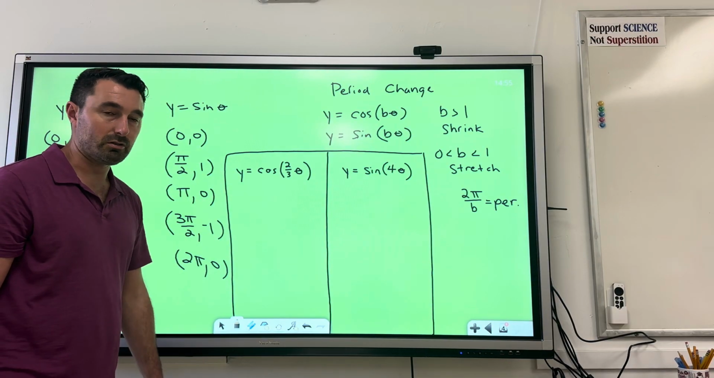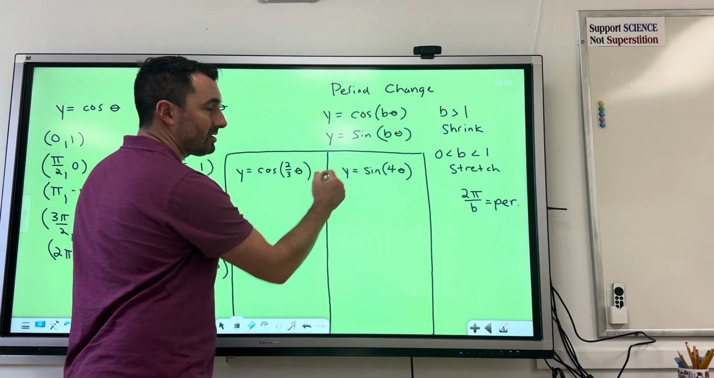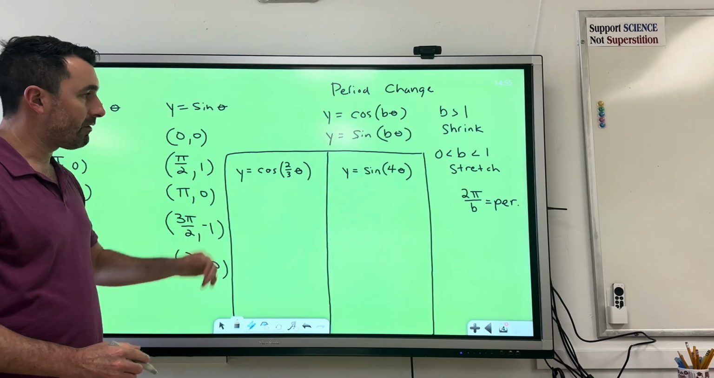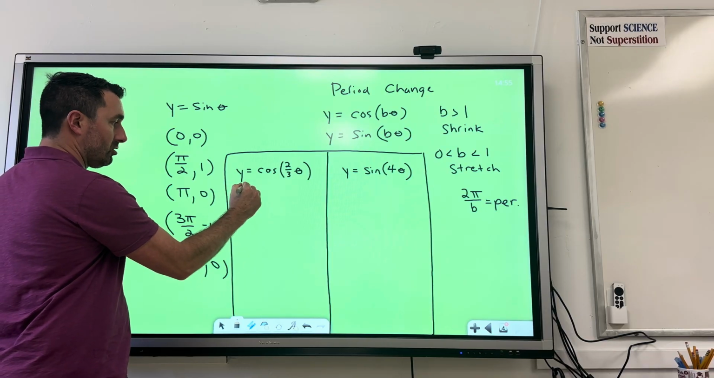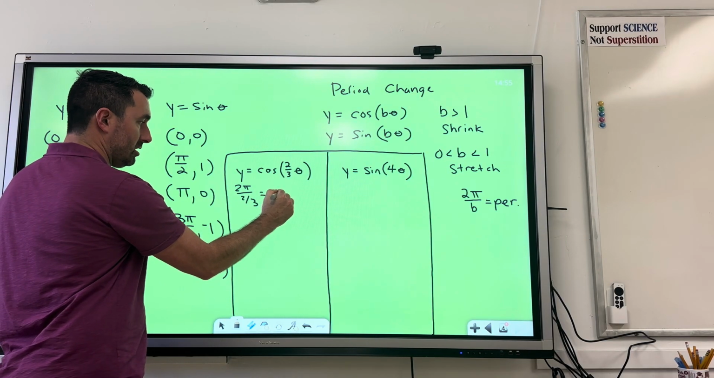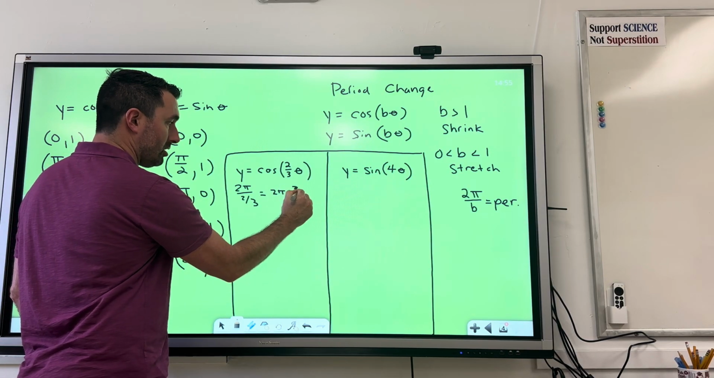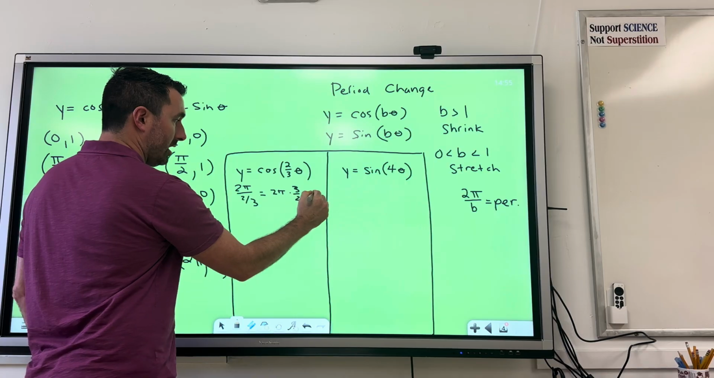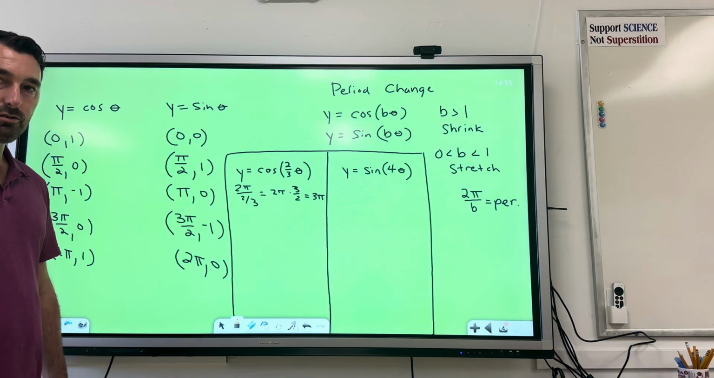So we have two examples to look at. Let's look at cosine 2/3 theta and sine 4 theta. For both of them, we're going to do 2 pi divided by the b value. So 2 pi divided by 2/3, we would do keep, switch, flip, and it'd be 2 pi times 3 over 2, which gives us 3 pi. So we would know that the new period is 3 pi.